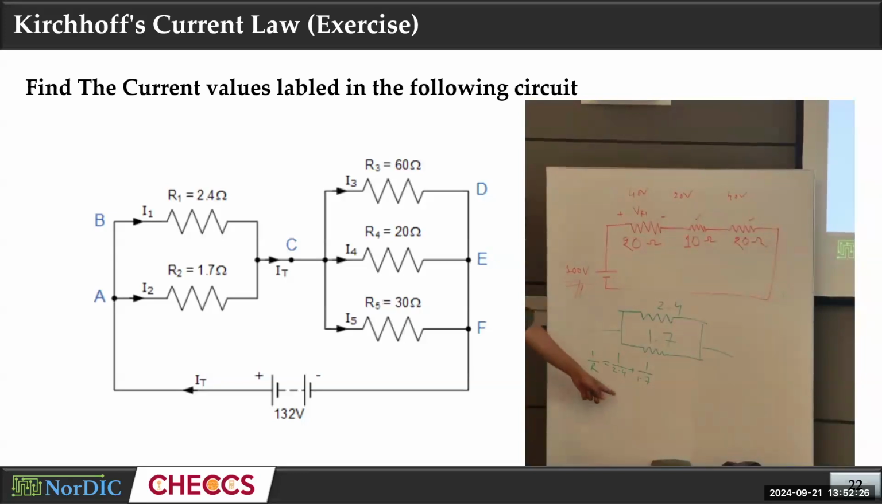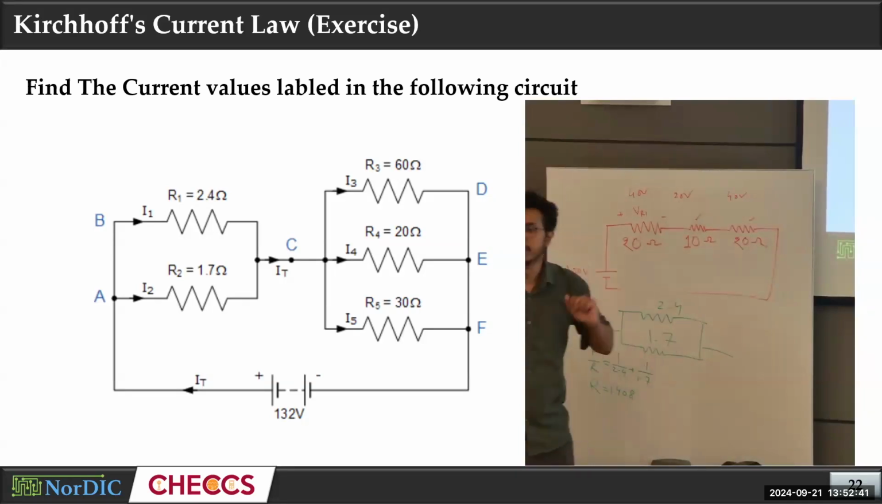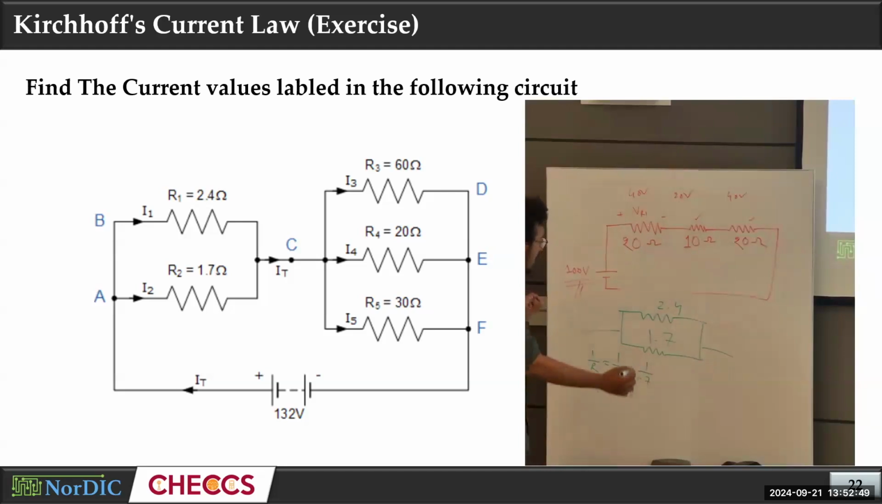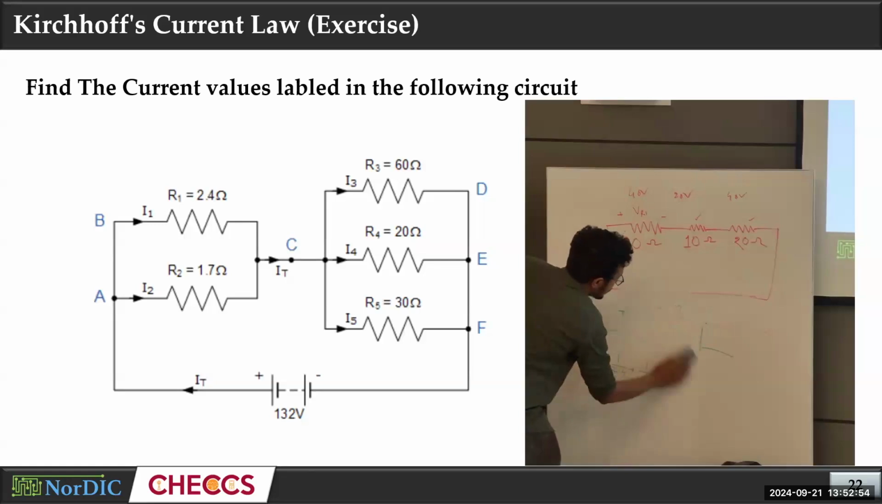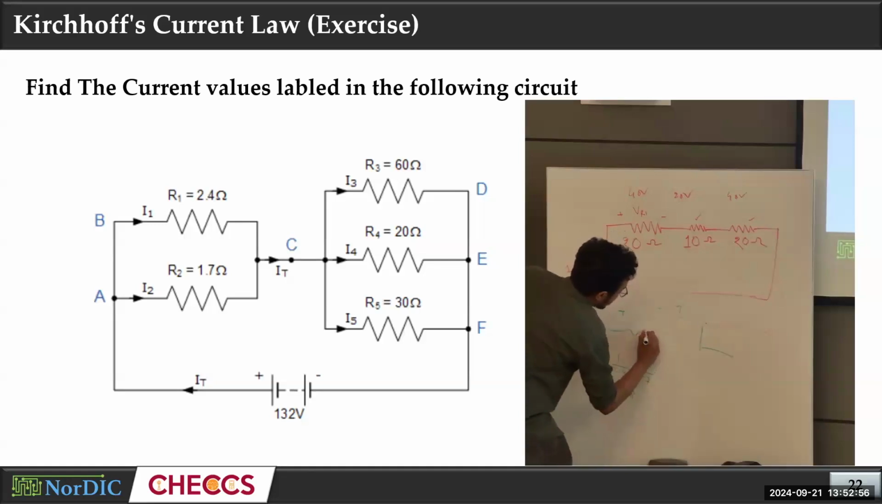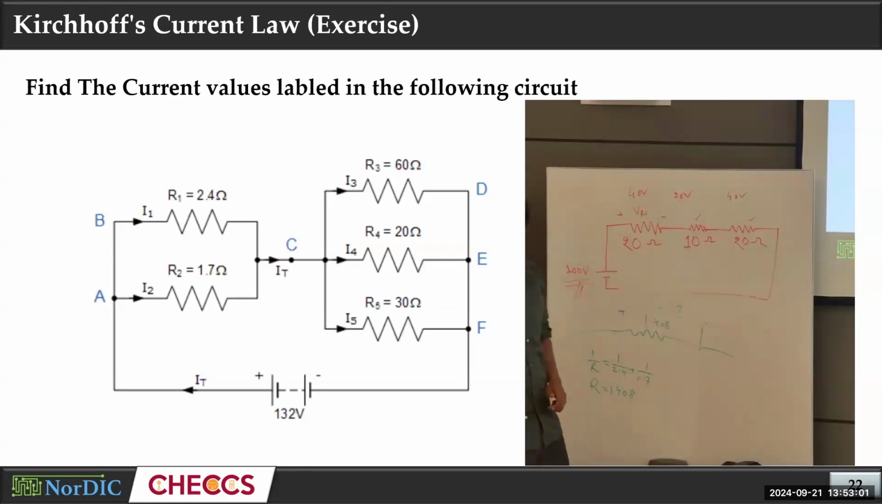It's something like 1.4, or 1.408. So now replace these two by only 1.408. You see? This one. So what you do is, for example, erase these two between the same terminal and just use 1.4. Okay, 1.4.